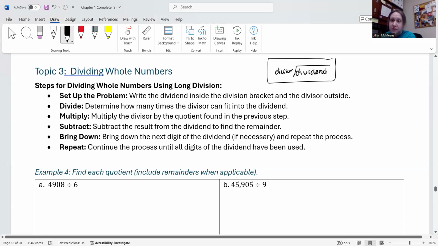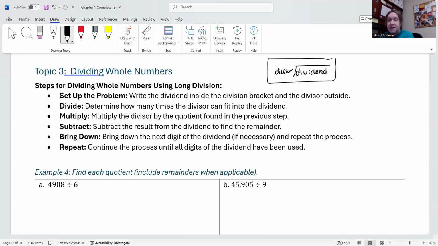We want to do the long division setup where you put the dividend inside the division bracket, or I used to call it the house when I was younger, and then you put the divisor on the outside. That is the long division setup, okay? Next, we determine how many times the divisor can fit into the dividend. Once you figure that out, you multiply the divisor by whatever quotient you found from the previous step, and then you subtract that from the dividend and find the remainder.